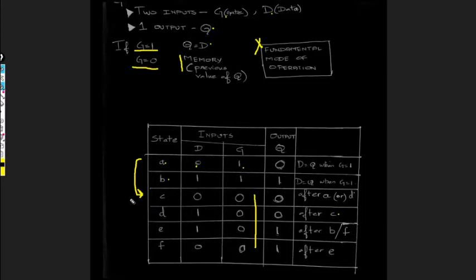We can see that the reverse is also possible. State C can also be after D. Output is 0, only one input change. So state C can also be after D. Following the similar procedure, I obtain the previous states for E and F, and I note these things down.